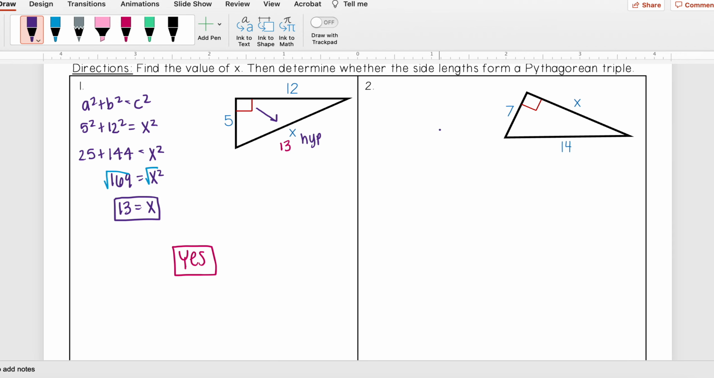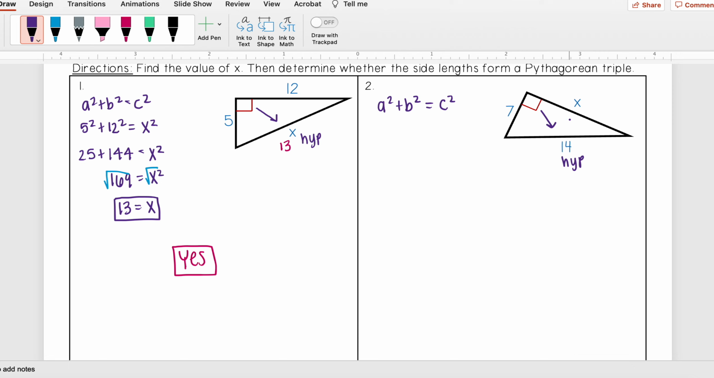Okay, let's try another one. So here I have this right triangle, 7, x, and 14. I know to find a missing side length, I am going to be using my Pythagorean theorem. So a squared plus b squared equals c squared. My first step is to identify what my hypotenuse is. And so I look at my right angle. I know my hypotenuse is on the opposite side of that. So I draw an arrow. And so I see that 14 is my hypotenuse.